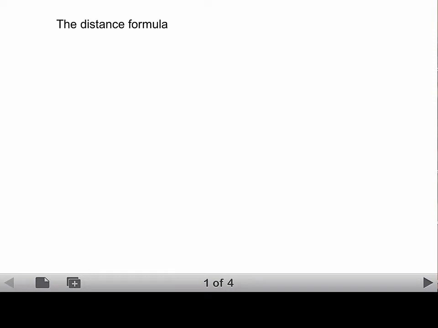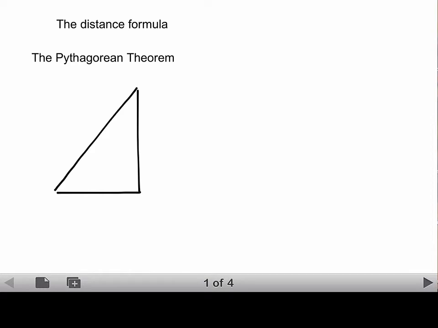In this session, we're going to see how to use the distance formula. And since it's based on the Pythagorean theorem, we're going to start with it. Now, the Pythagorean theorem, as you hopefully recall, applies to right triangles. If we have a triangle with legs A and B and a hypotenuse C, then the Pythagorean theorem tells us that a squared plus b squared is equal to c squared.